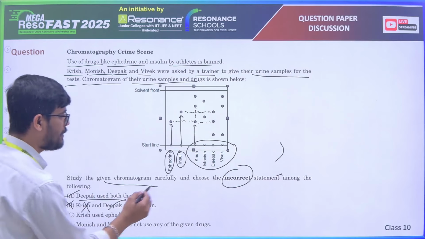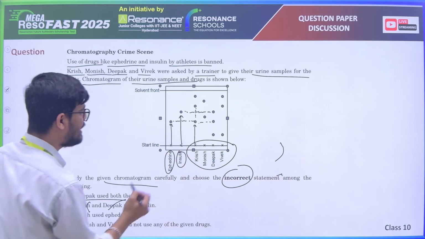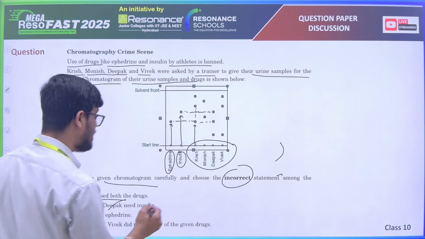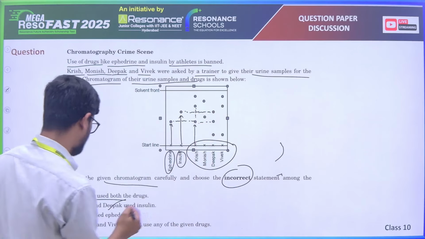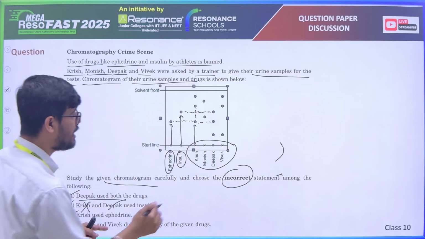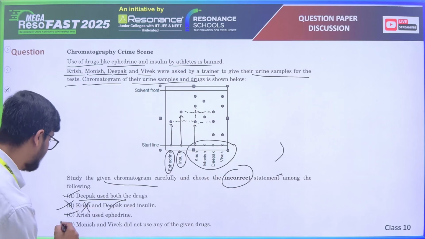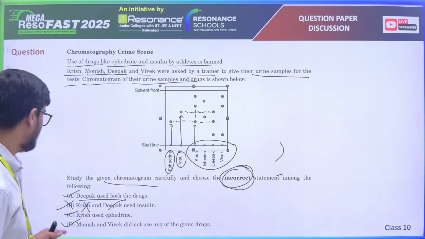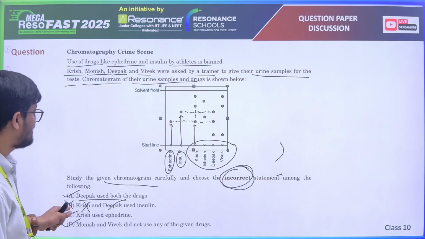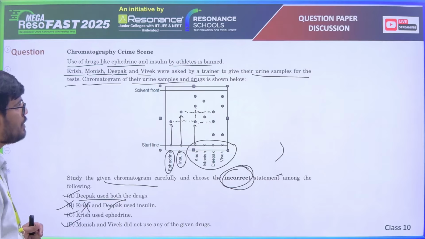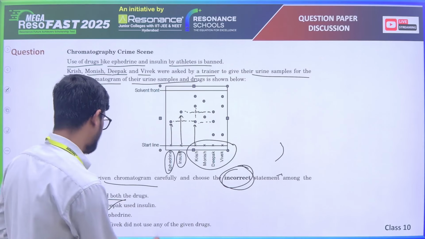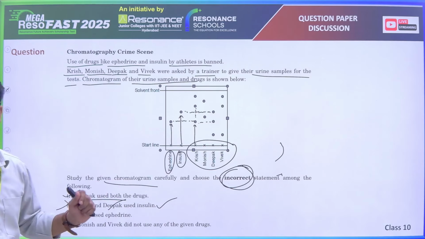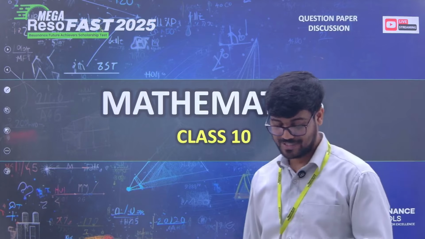Krish used ephedrine. Yes, it is correct. Next, Monish and Vivek didn't use any type of drug. Monish, yes, he didn't use any drug. Vivek, that is also a correct statement. Vivek also didn't use any drug. We have to choose the incorrect statement, so incorrect means only statement B. So for this question, statement B will be the answer. This is all about chemistry.